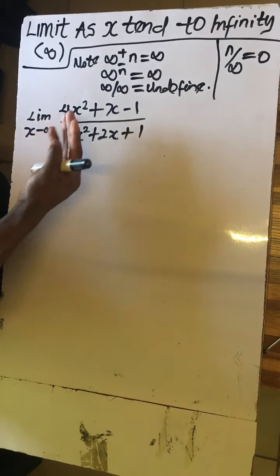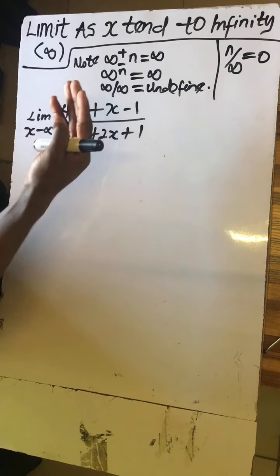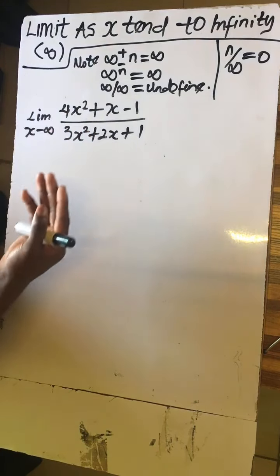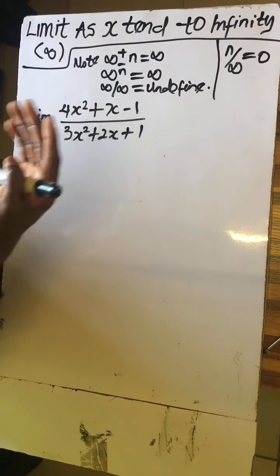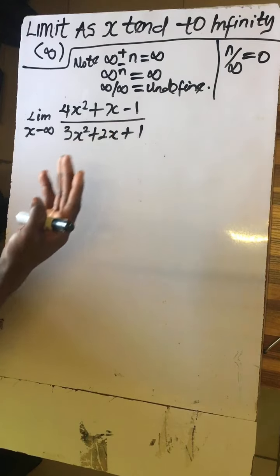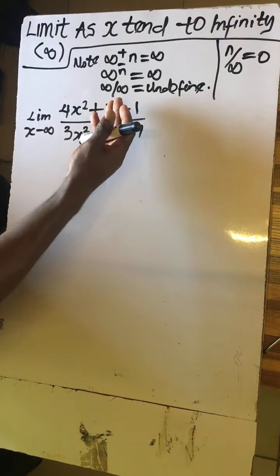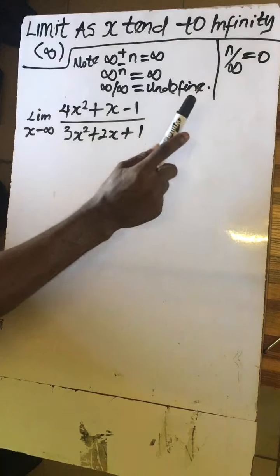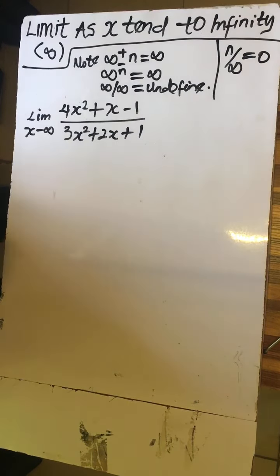Note that if we have infinity plus or minus any constant, it is equal to infinity, and when we have infinity raised to any constant, it also gives us infinity. And when we have infinity divided by infinity, it's going to give us undefined. And when we have any constant divided by infinity, it is equal to 0.